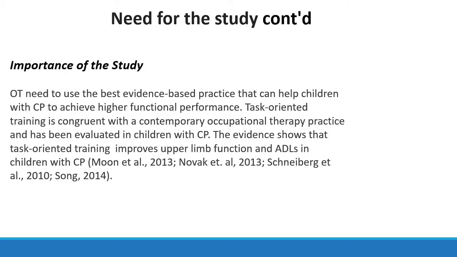Importance of the study. Occupational therapists need to use the best evidence-based practice that can help children with cerebral palsy to achieve higher functional performance. Task-oriented training is congruent with contemporary occupational therapy practice and has been evaluated in children with cerebral palsy. The evidence shows that task-oriented training improves upper limb function and ADLs in children with cerebral palsy. This systematic review is conducted to show the importance of evidence-based practice and the effect of task-oriented training on functional independence of children with CP. Functional independence is determined by children's ability to perform daily activities independently.